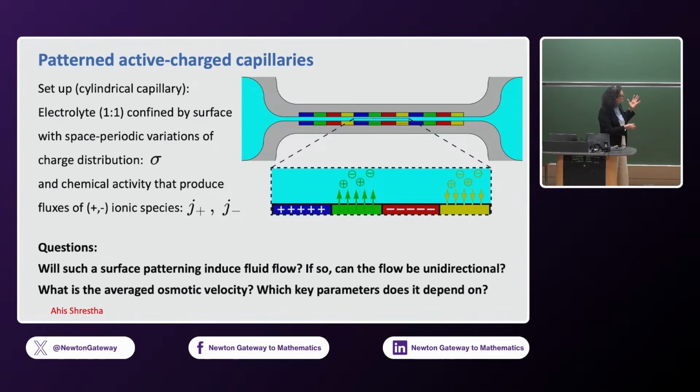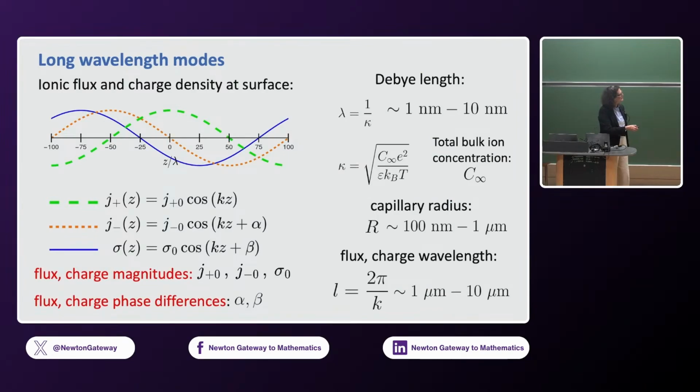And so the question is, will such a surface pattern induce fluid flow? And how will it be unidirectional? And what is the average osmotic velocity depending on the parameters? So you have the fluxes and the charge densities. And the student that is doing all the analytics and the numerics is working with another applied mathematician to get analytic results. But here we're analyzing just the very long wavelength modes.